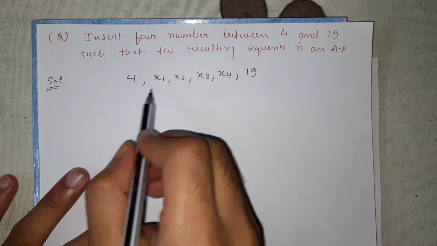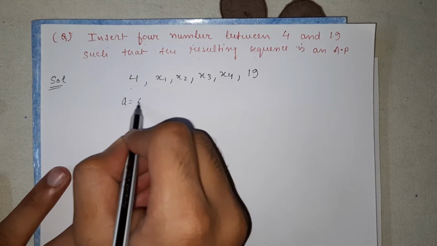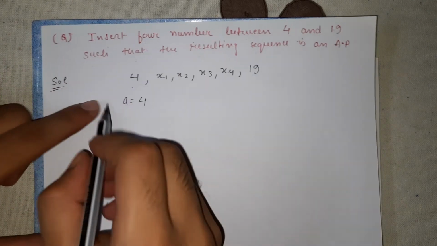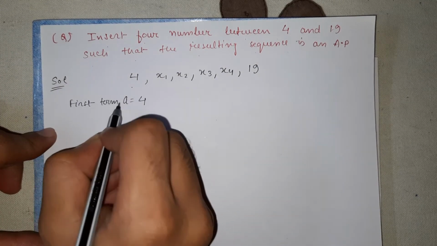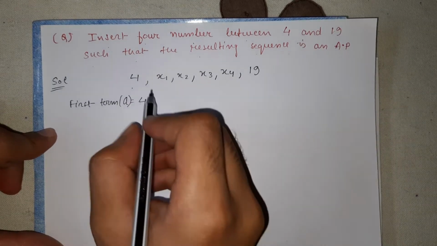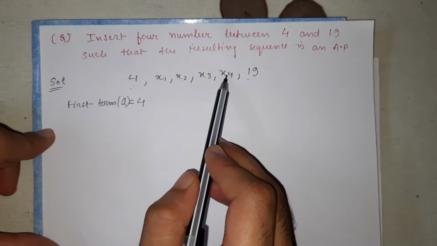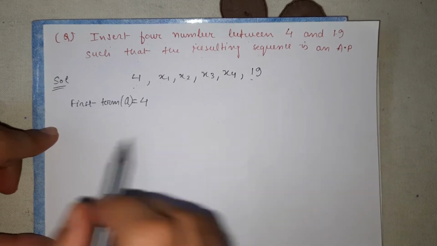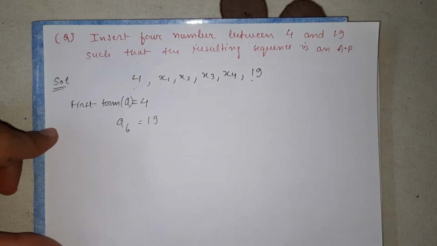First of all, we have to see that the first term is given, that is a equals 4. That is the first term. And 19 is the sixth term, counting 1, 2, 3, 4, 5 and 6. So the sixth term is also given, that is a6 equals 19.